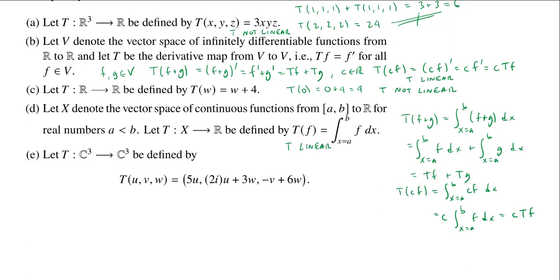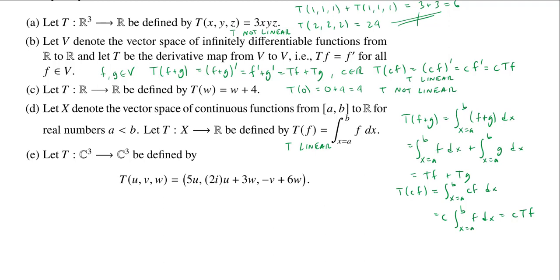All right, the final one, we have a map from C^3 to C^3. And what it's going to do is take a triple of complex numbers. It's going to multiply the first one by 5. Then it'll multiply the first one by 2i and add it to the third one multiplied by 3. Then it will negate the second one and add it to 6 times the third one.